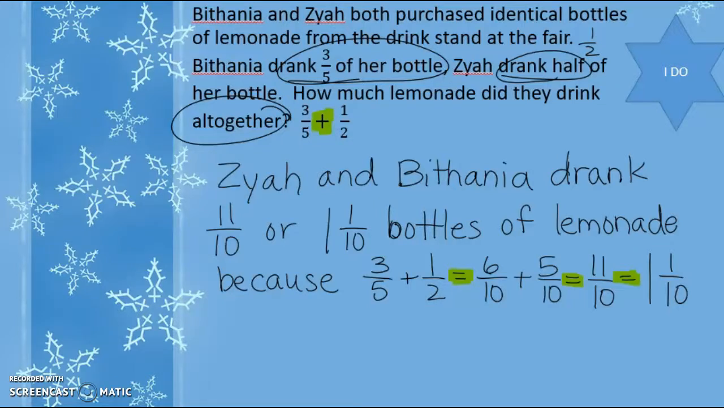Boys and girls, here you can see that I've gone back to my problem and I've written the answer. Zaya and Bethania drank 11/10 or 1 1/10 bottles of lemonade because 3/5 plus 1/2 is equal to, here are our common denominators, 6/10 plus 5/10, and those are equal to 11/10 or 1 1/10. Be sure, if you need to, you can rewind the video so that you can see how we came to that conclusion. What about subtraction?